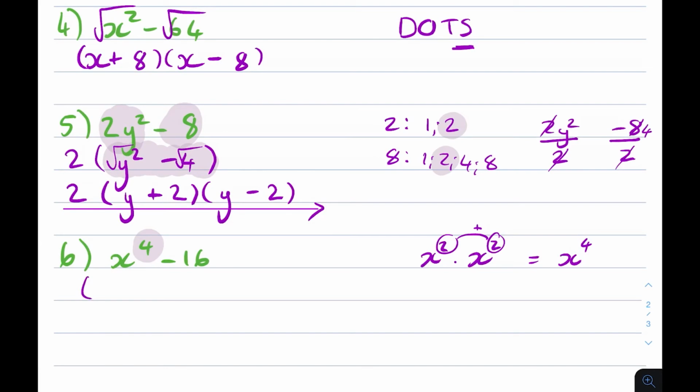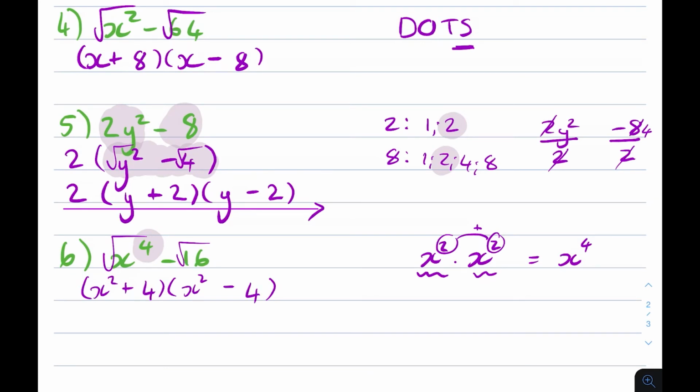So immediately you create your two brackets, one a plus, one a minus. Then you get the square root of each. The square root of x to the power of 4, we just looked at this over here. It's x squared, so an x squared in each bracket. And then the square root of 16 is 4, so 4 in each bracket.